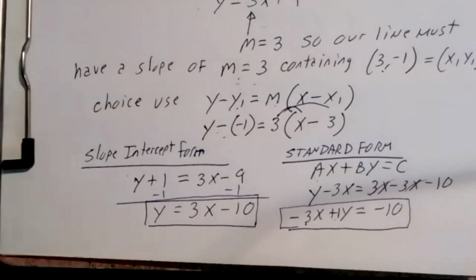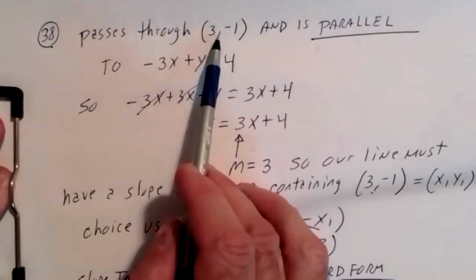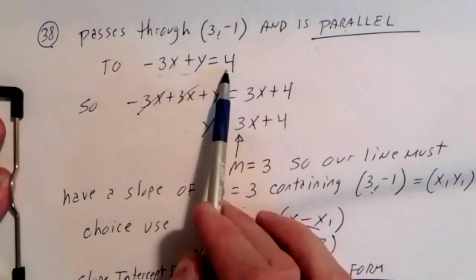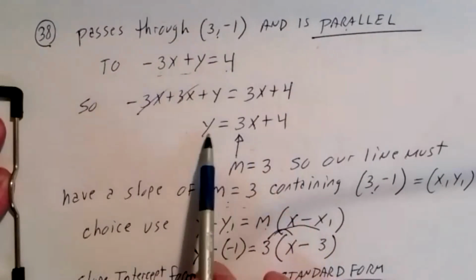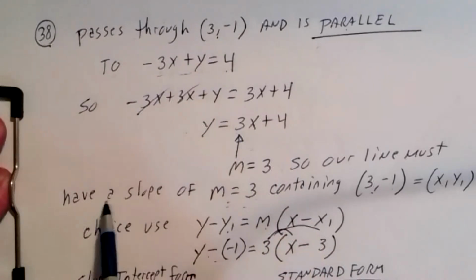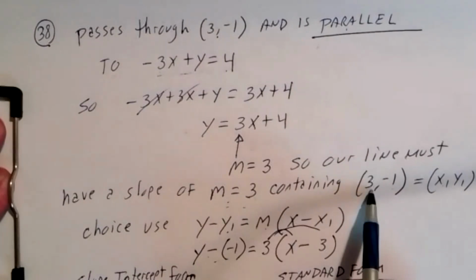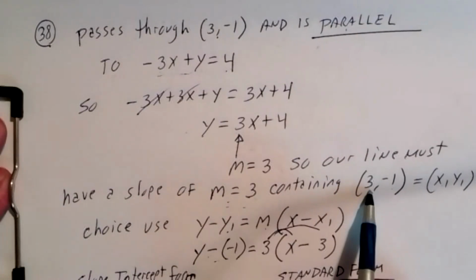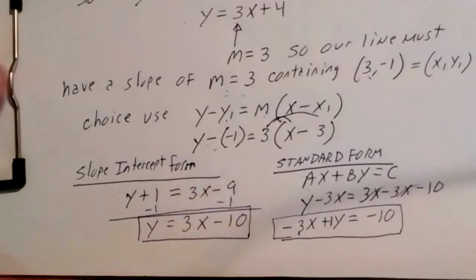Any questions how we tackled this problem here? First of all, they wanted us to find the equation of a line that contains this point and must be parallel to this line. The first thing we had to do is find the slope of this line. We did so by hammering it into slope-intercept form. We then determined the slope of this line is 3, so the slope of our line has to be 3 since it must be parallel to this line. Now we know the slope of our line, and we know a point that sits on our line, so we should be able to write the equation of our line. And we did so by using point-slope form. Correct? Any questions about that problem there, ladies and gentlemen? How we tackled it? That was number 38.